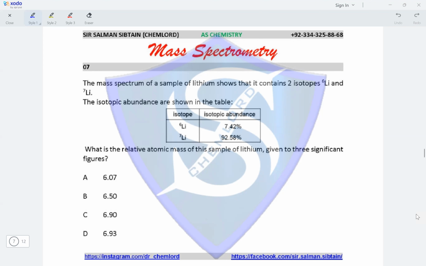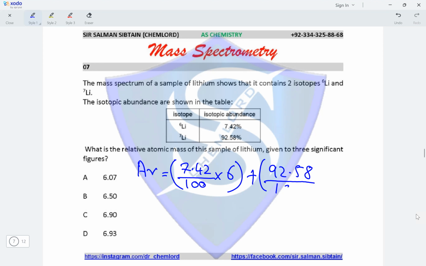So in order to calculate the Ar, we will perform the calculation of 7.42 upon 100 into 6, added to 92.58 upon 100 into 7. So when we add these two together, we end up with an Ar value of 6.93, and this makes option D the correct option for this question.